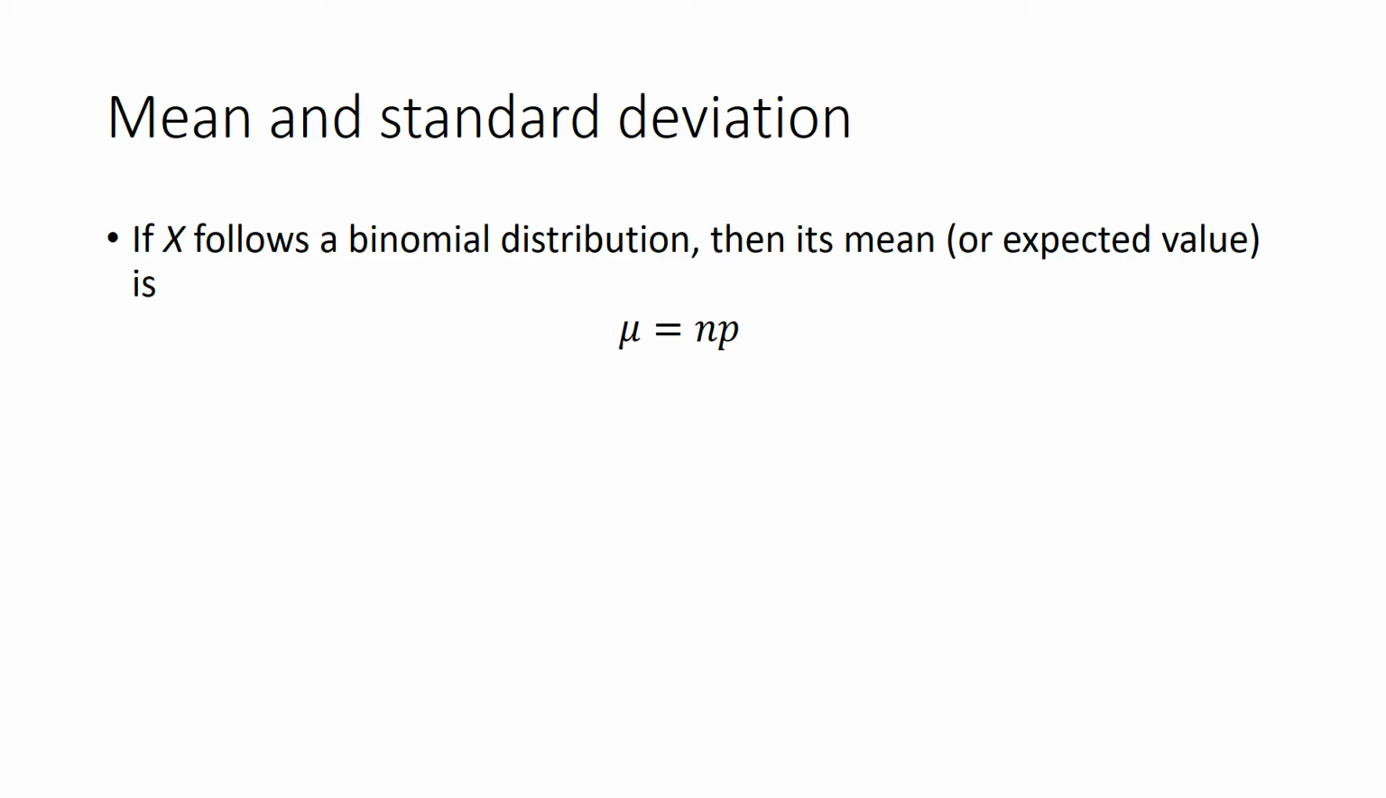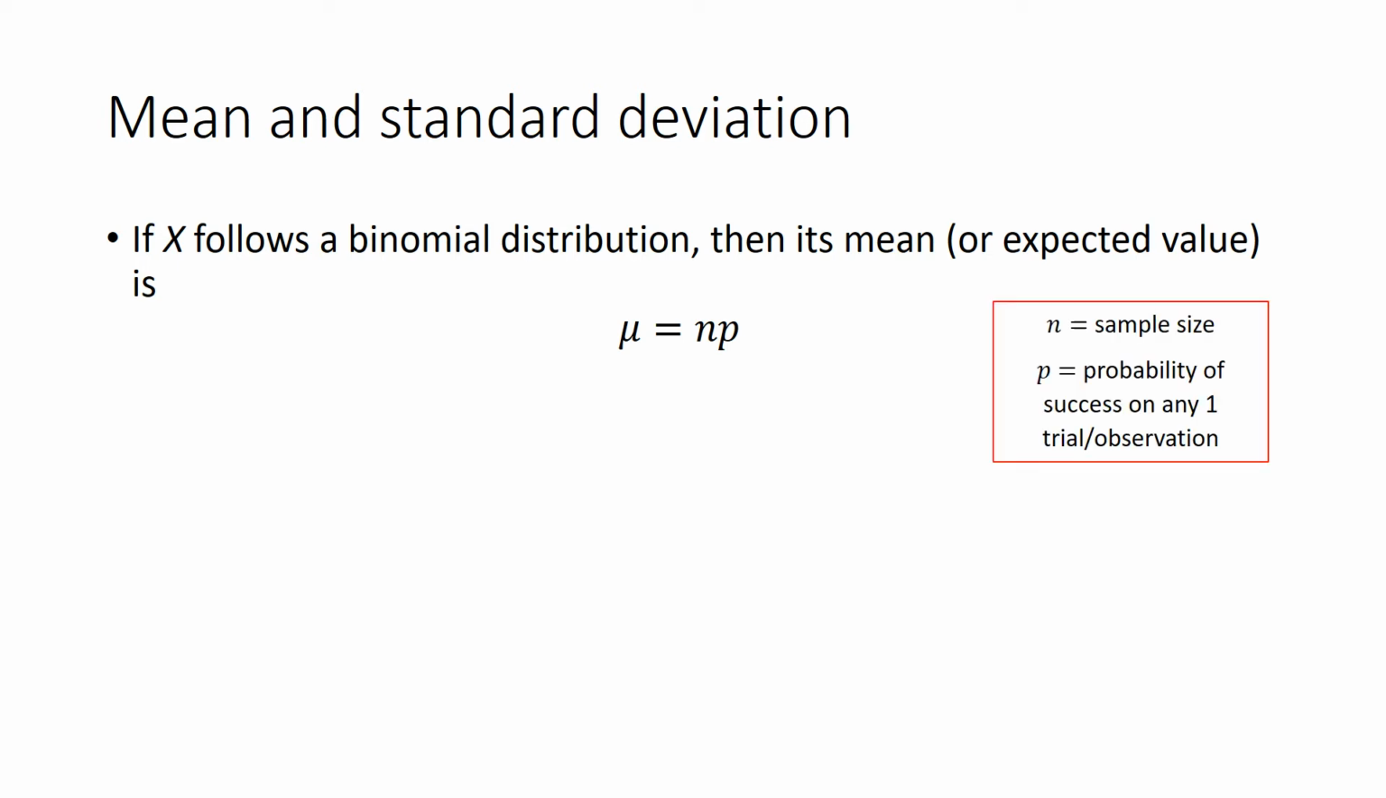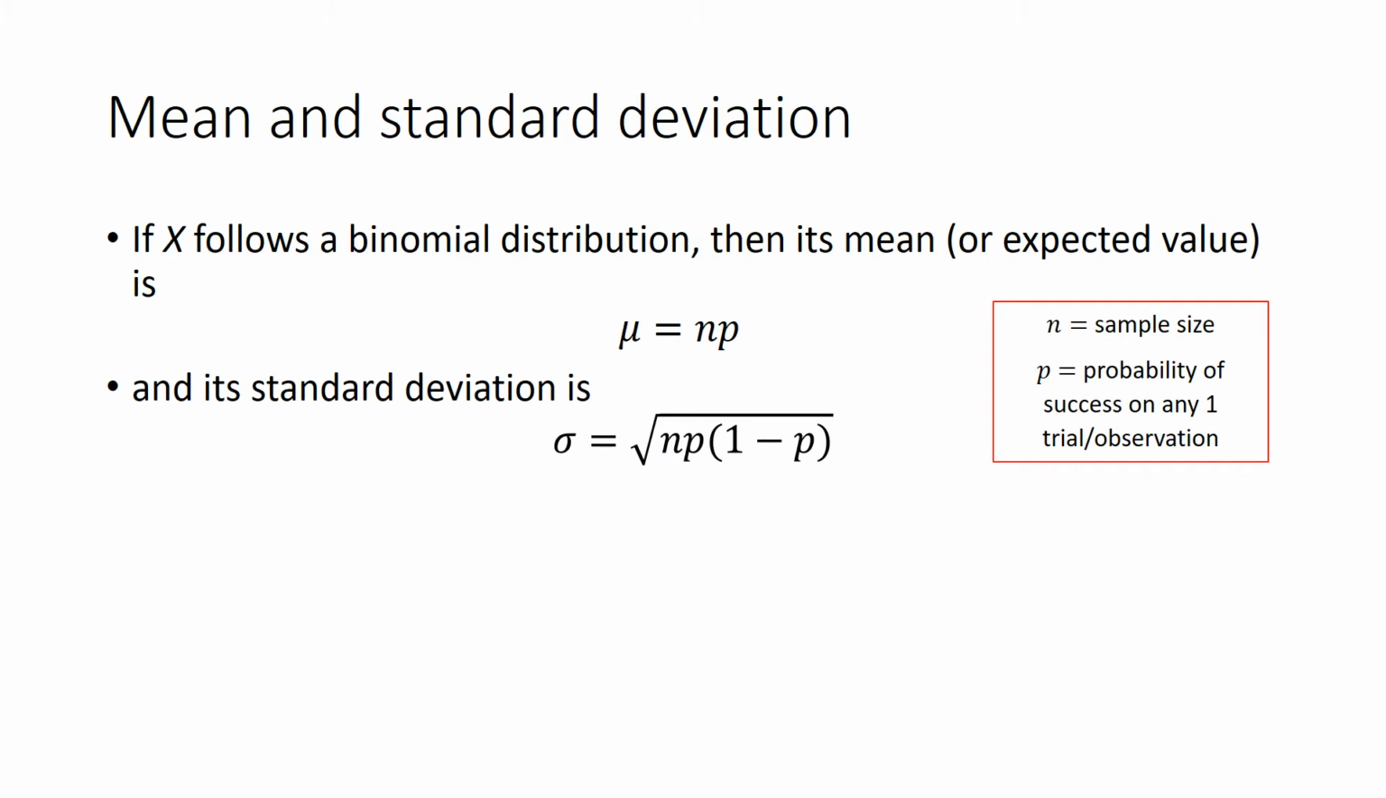Finally, we can also compute the mean and standard deviation of x. If x follows a binomial distribution, then its mean, or expected value, is n times p, where n represents the sample size and p represents the probability of success. And its standard deviation is the square root of n times p times 1 minus p. You might also see these written with a pi instead of a p. It doesn't really matter as long as you're multiplying the sample size times the probability of success for any one observation.